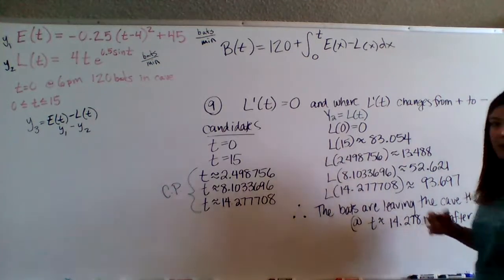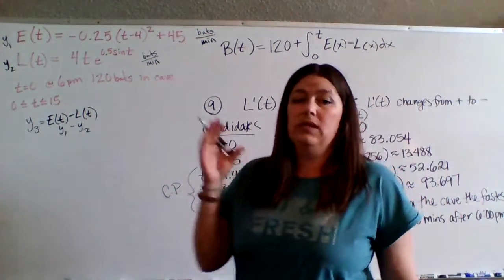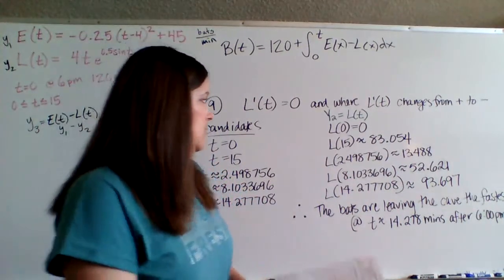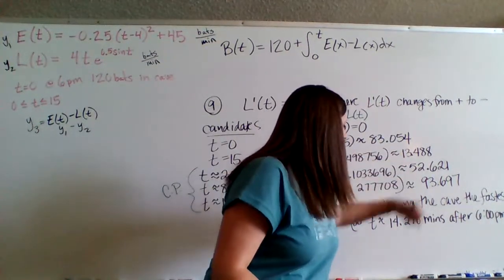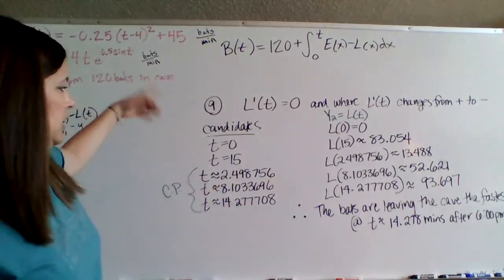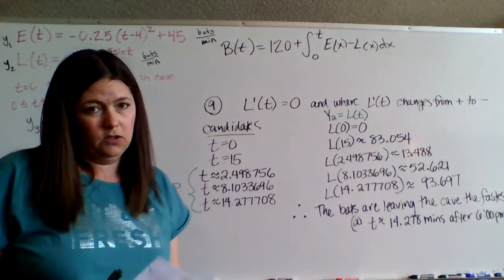Because that's not what's happening at all the times. That's just what's happening at that moment, and that's when the bats are leaving the fastest. Remember, these all represent bats per minute because they're in a rate of change rule. They're in the L of t bats per minute rule. So that's the very calculus way to do the problem.